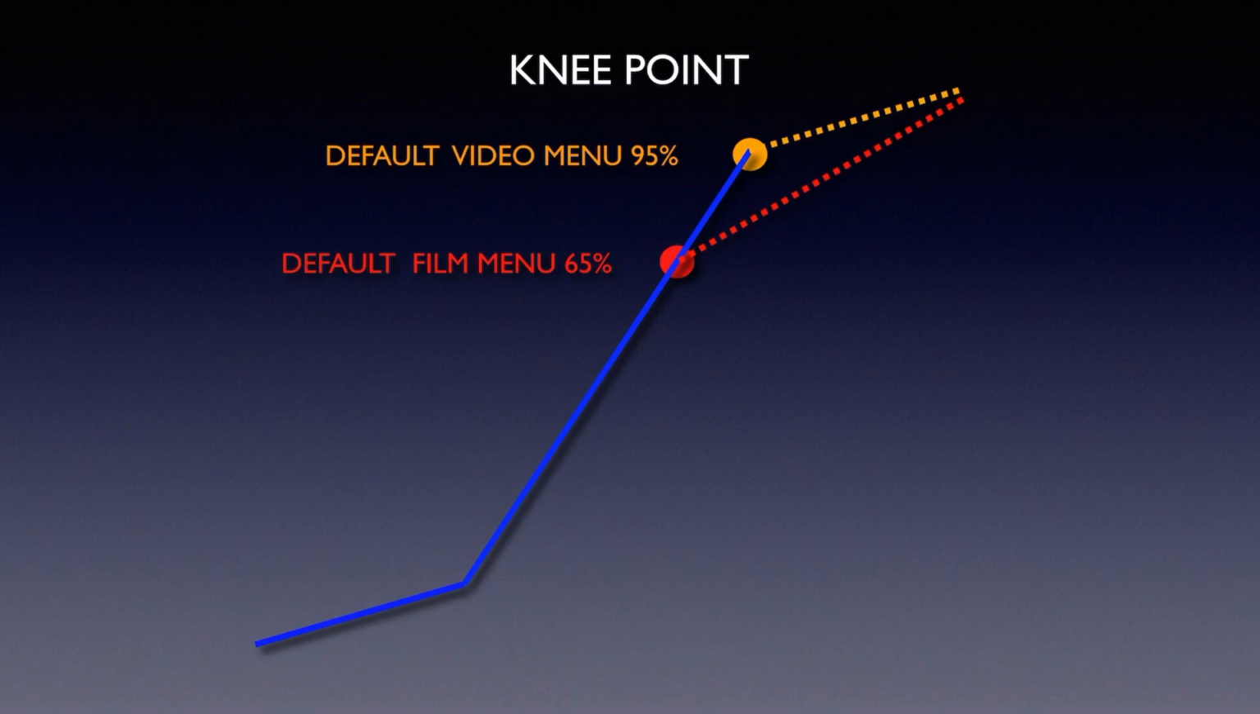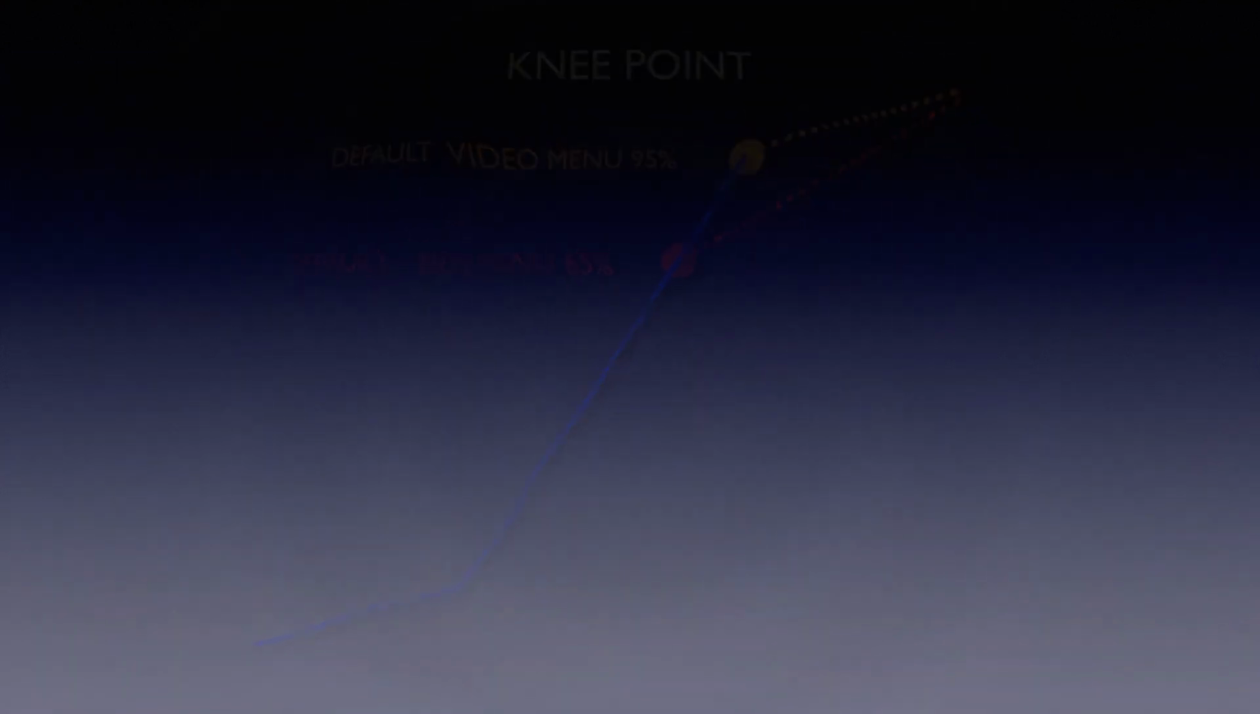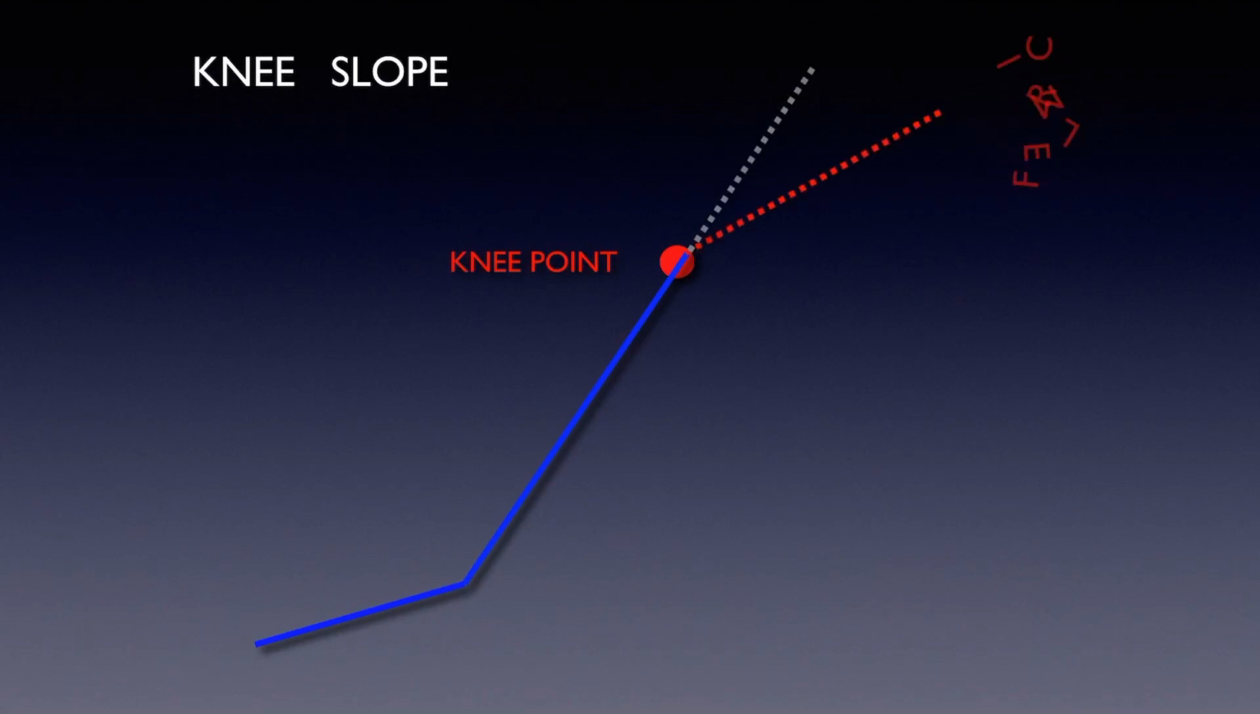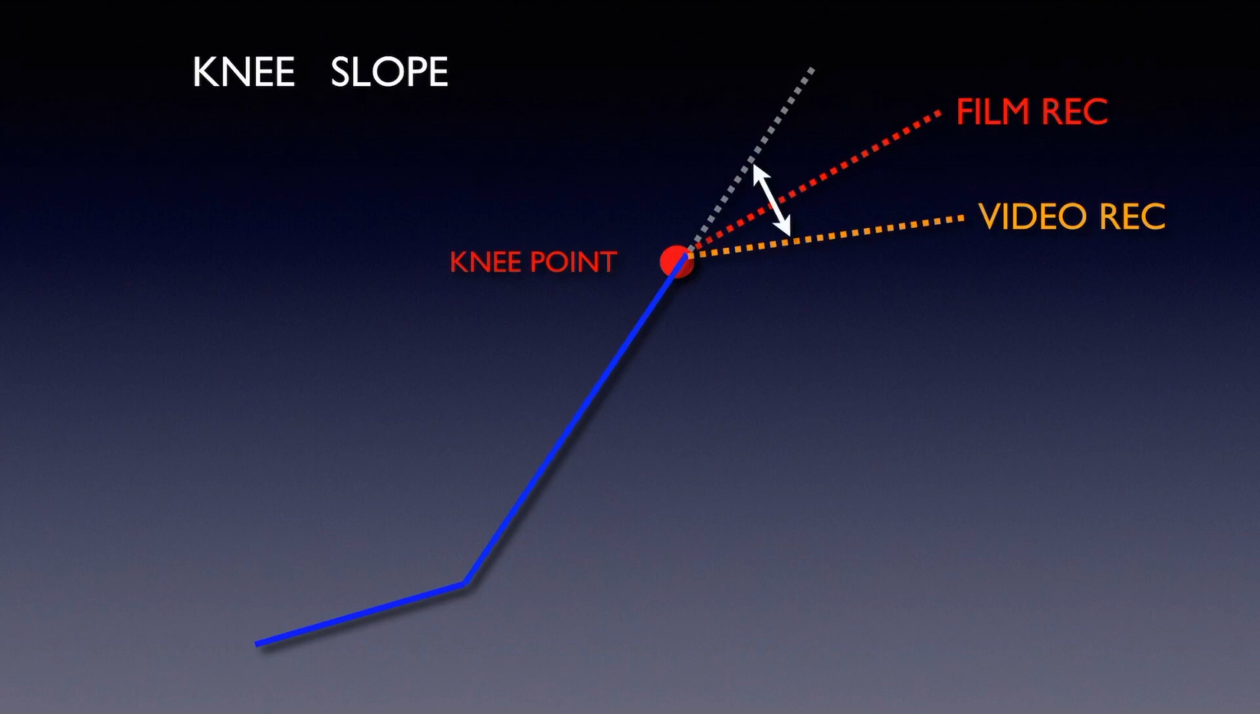The next one is the knee slope, and the knee slope is the gradient of the portion of the curve above the knee point. So you can change that gradient so that you roll off into the whites and get more white detail or less white detail. Wherever you put that knee slope will determine the amount of detail that you've got in the whites after you go over the knee point.